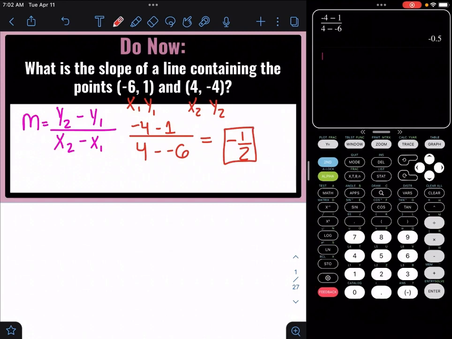Most of the time you'll see slope as a fraction and rate of change as a decimal, but it doesn't matter which way you represent it. Just remember that if we're using slope to graph a line, we would want it to be a fraction. That way we would know the rise over the run.